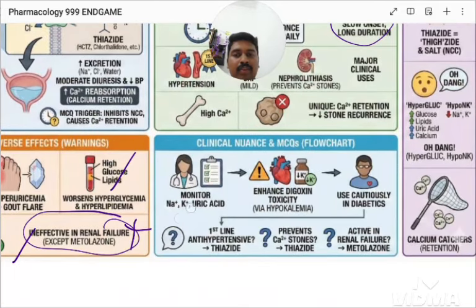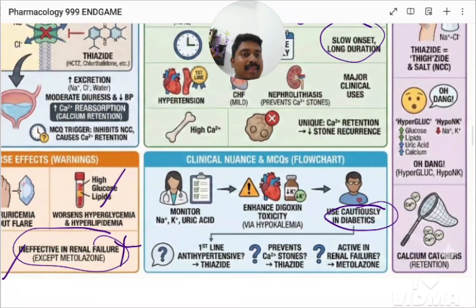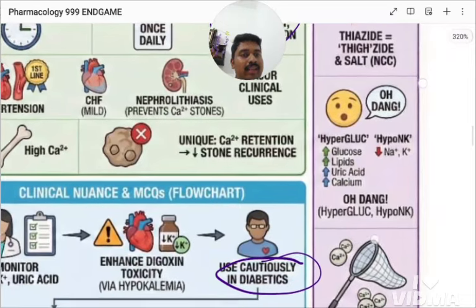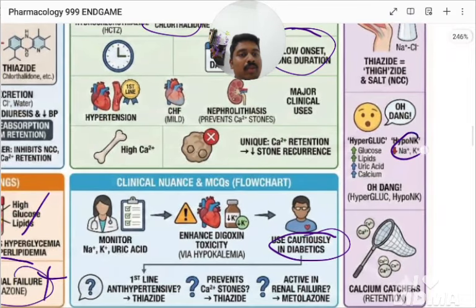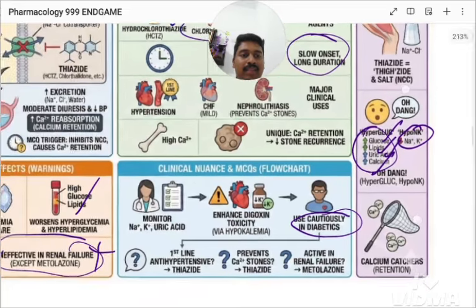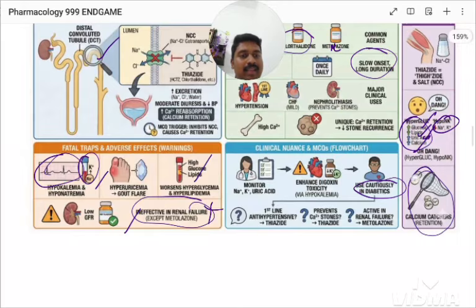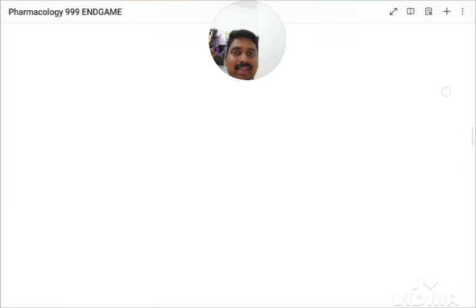Next, we'll monitor for sodium, potassium, and uric acid. Hyperuricemia is precipitated. If hypokalemia occurs, it can precipitate digoxin toxicity as told earlier, and it should be used cautiously in diabetics because it can precipitate hyperglycemia. So what all will increase? See here, only sodium and potassium will decrease, the rest will increase. Calcium will increase, uric acid will increase, lipids will increase, and glucose will increase. So these are basically calcium catchers. Which are the calcium catchers? They are nothing but thiazide diuretics.